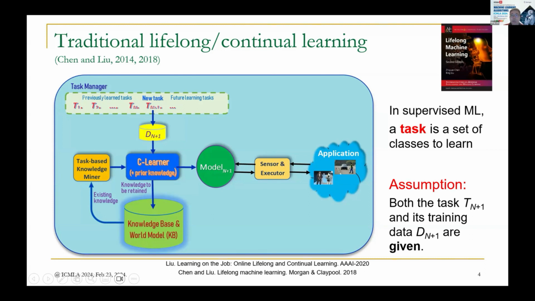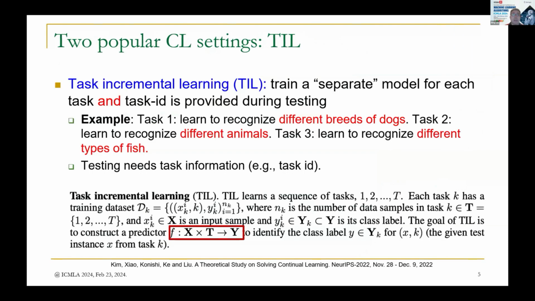So the assumption, of course, in this case is that the task and also the training data are given by the human engineers or human users. So the system does not take any initiative to collect data and to discover tasks. But when we come to the open world, the system itself has to detect new tasks and also acquire ground truth training data, which is basically continual learning in the open world.